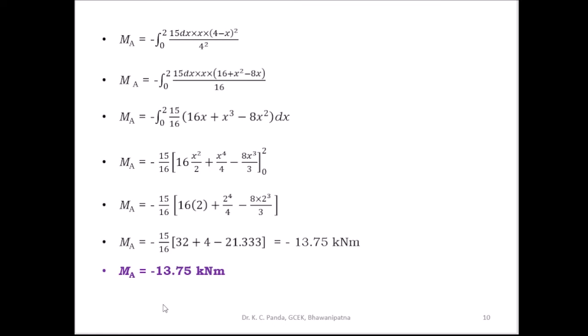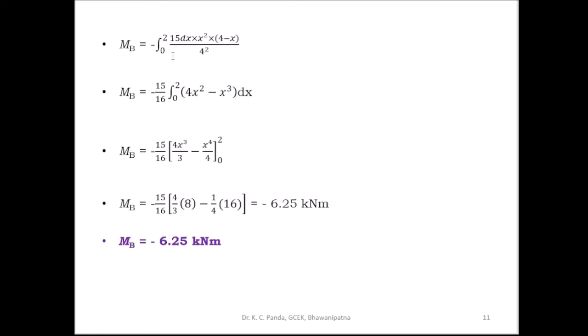Similarly, you can find out the MB. So MB is equal to minus integral 0 to 2, 15 dx into x square into (4 minus x) by 4 square. So after taking the integration of this expression, then after putting the limit 0 to 2, you get the piston moment at B equal to minus 6.25 kilonewton meter. MB is equal to minus 6.25 kilonewton meter.